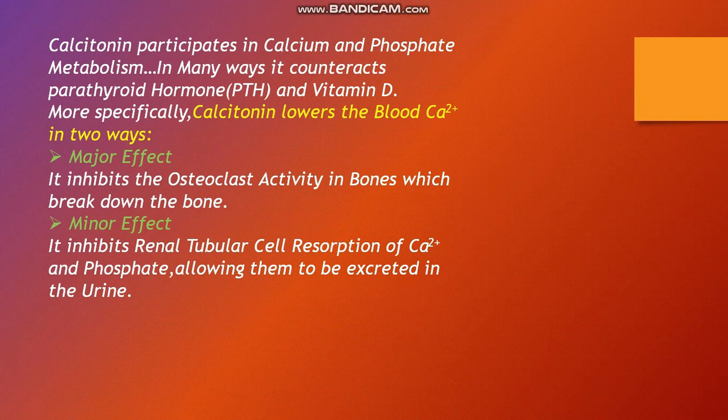Calcitonin participates in calcium and phosphate metabolism in many ways; it counteracts parathyroid hormone and vitamin D. More specifically, calcitonin lowers the blood calcium in two ways, but PTH causes an increase in the blood calcium level. Major effect, it inhibits the osteoclastic activity in bones, which break down the bone. It means the breakdown of the bone is halted. And minor effect, it inhibits renal tubular resorption of calcium and phosphate, allowing them to be excreted in the urine.